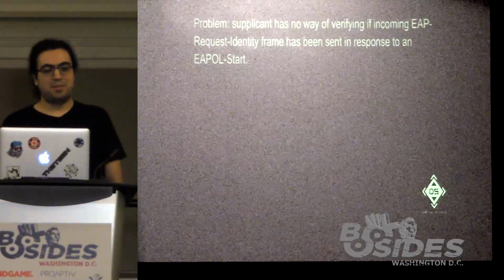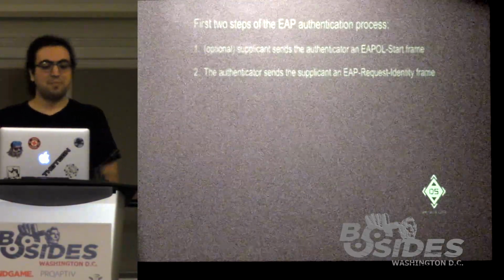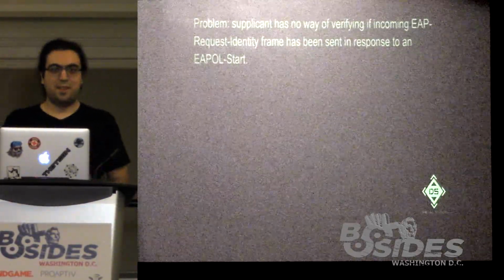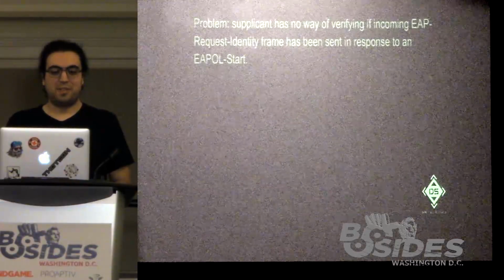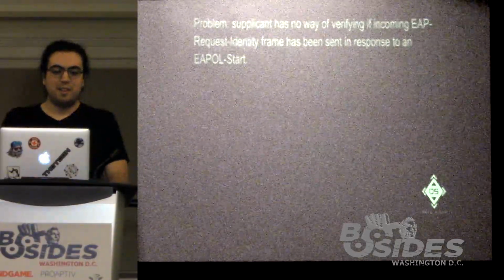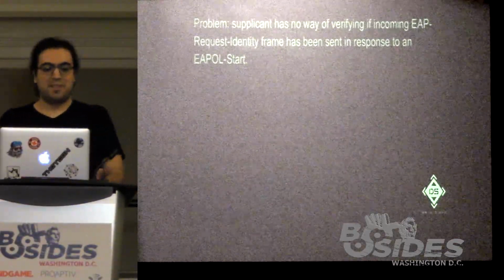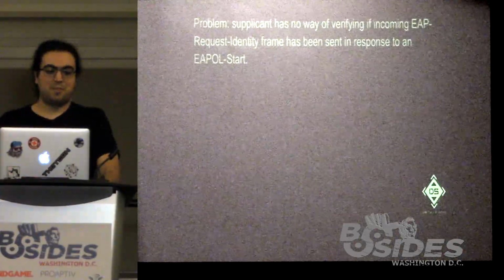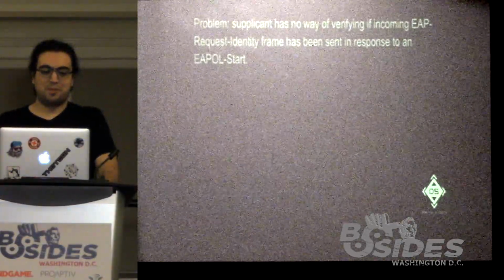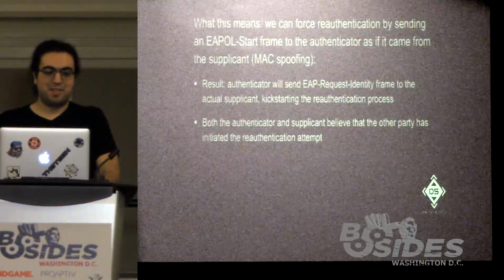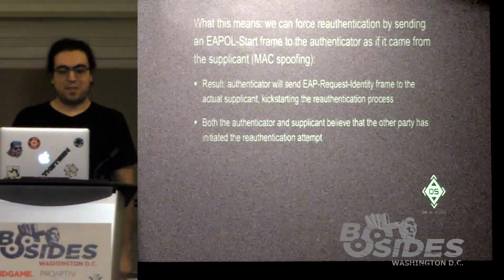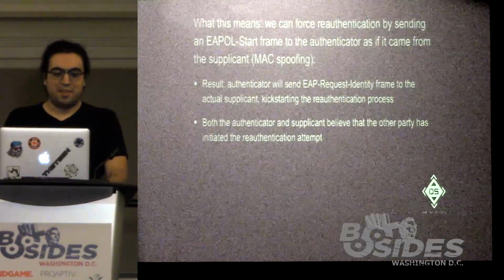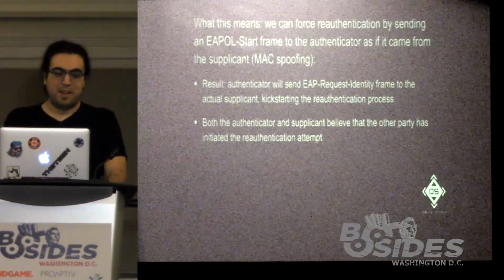The reason it's optional is that the authenticator needs a way of forcing the supplicant to re-authenticate if necessary. But the problem is that the supplicant has no way of verifying whether incoming EAP request identity frames have been sent in response to an EAP start frame or if they've been spoofed, because this is a stateless process. So what this means is that we can force re-authentication by sending an EAP start frame to the authenticator as if it came from the supplicant using MAC spoofing.